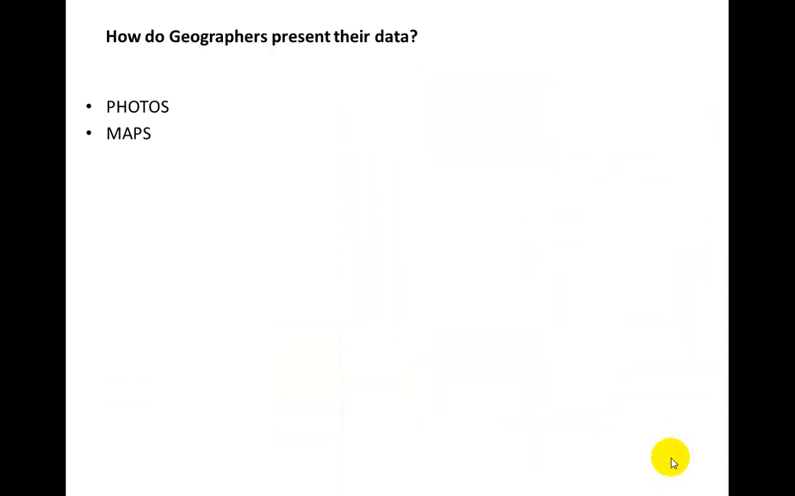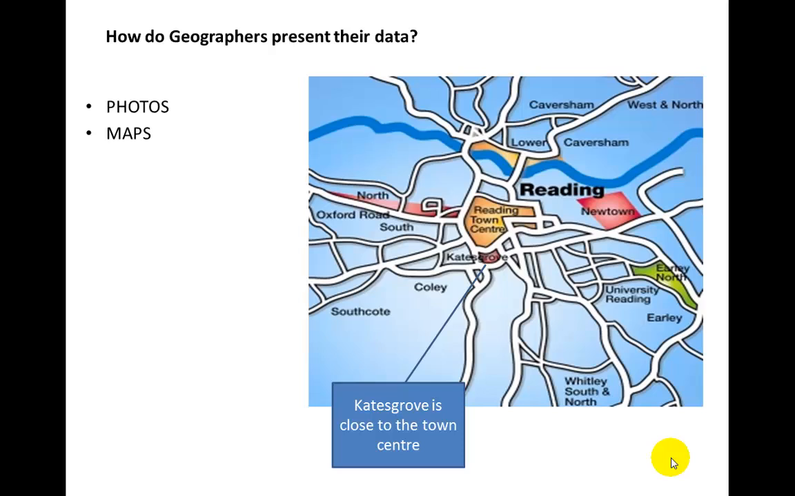Geographers often present their data on maps. Here is a really simple example of how you can use a map when you are presenting your data. It would be really useful to present your data on transport as a map.